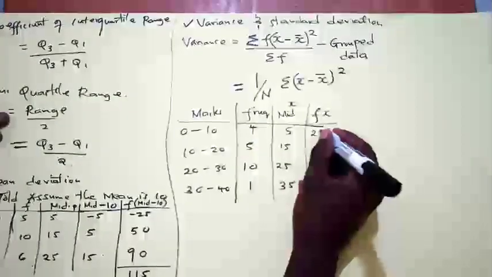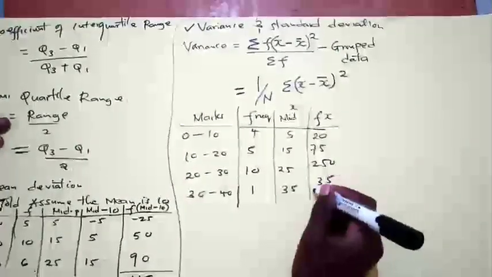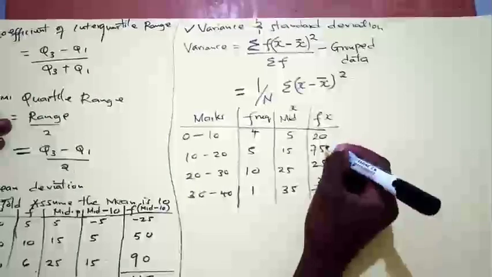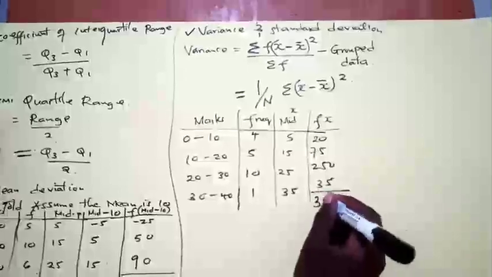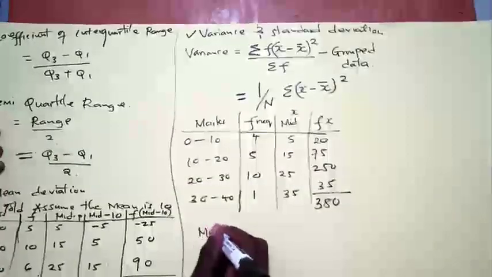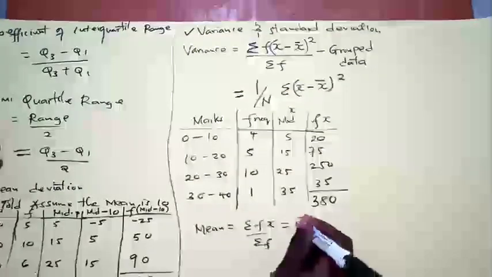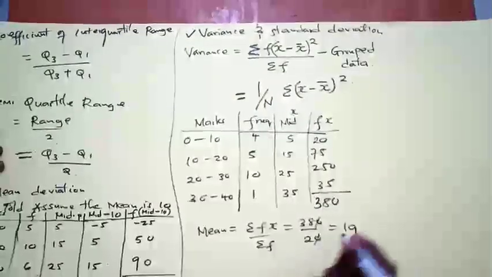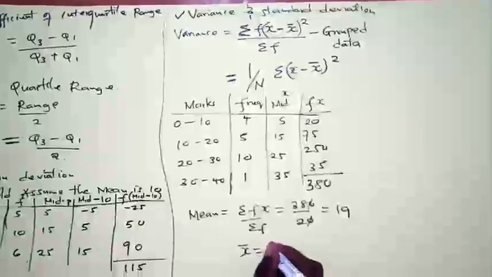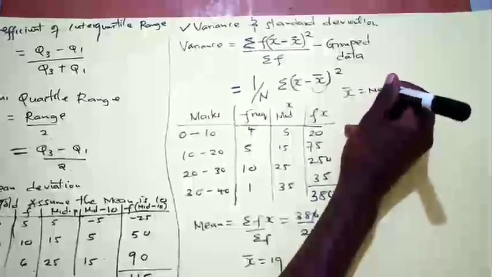So we are going to have 20, 75, 250, and 35. Adding those, this is 270, 270 plus 110, 380. So we find the mean to be the summation of fx over the summation of f, which is 380 over 20, which is going to be 19. So our mean is 19. X bar is 19. So the x bar we are talking about here, x bar is the mean. So that is so important.